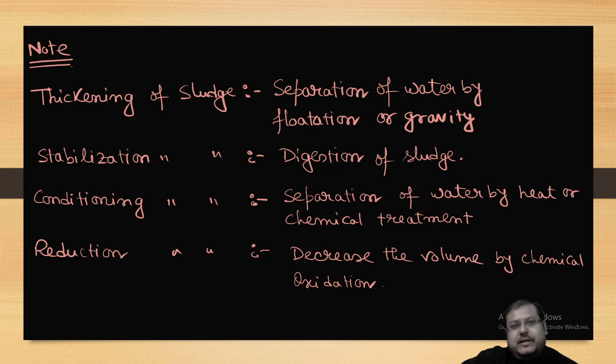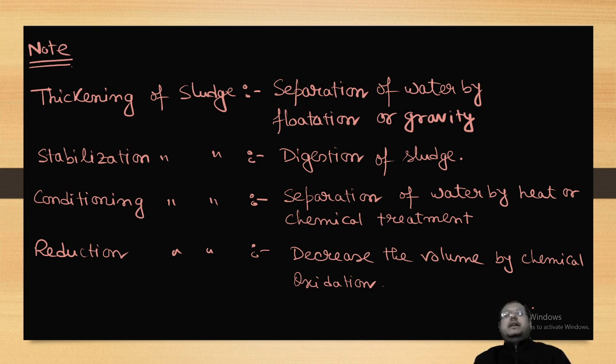थिकनिंग ऑफ स्लज का मतलब है सेपरेशन ऑफ वाटर बाय फ्लोटेशन और ग्रेविटी. Separation of water by gravity will be called as thickening of sludge. Stabilization of sludge means digestion of sludge. Conditioning of sludge means separation of water by heat or chemical treatment. And reduction is decrease the volume by chemical oxidation.